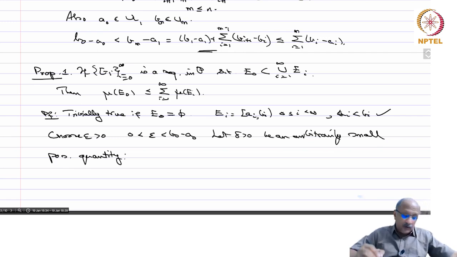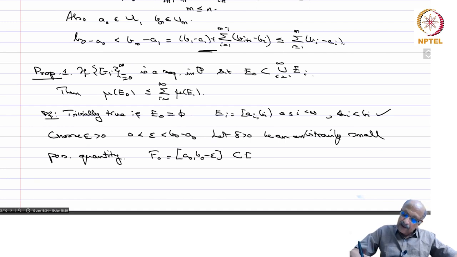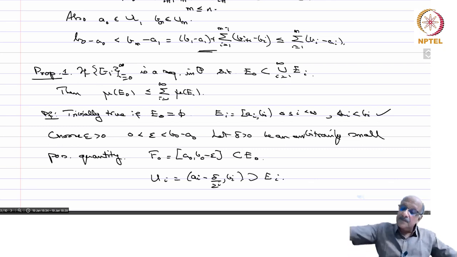Okay, so then you set F_0 to be [a_0, b_0 minus epsilon]. So this is of course contained in E_0, and you define U_i equals (a_i, b_i plus delta over 2^i), and this of course contains E_i.